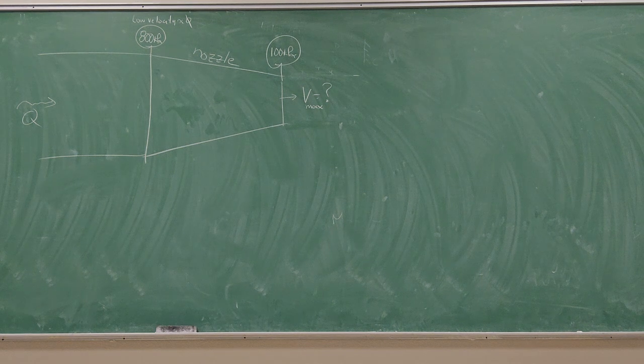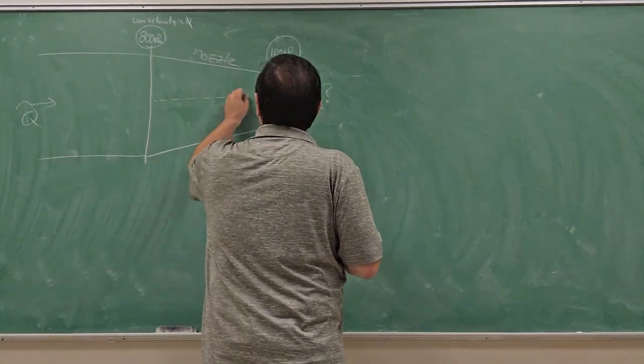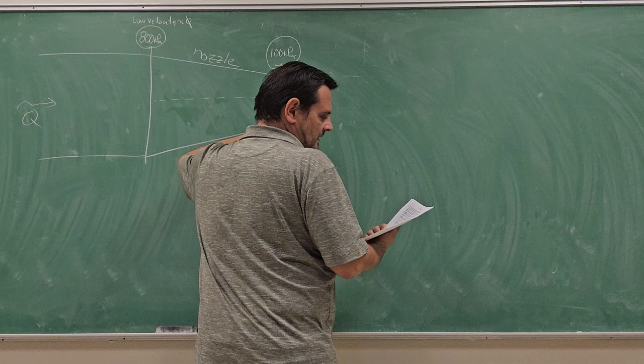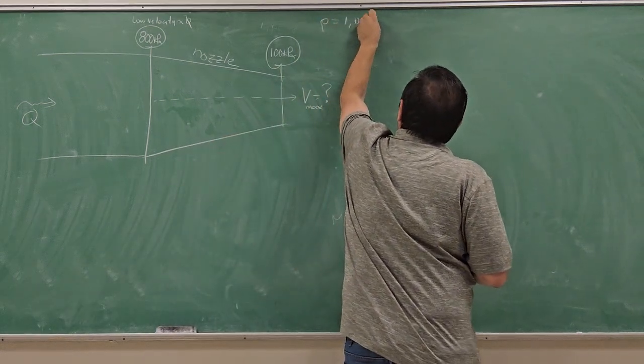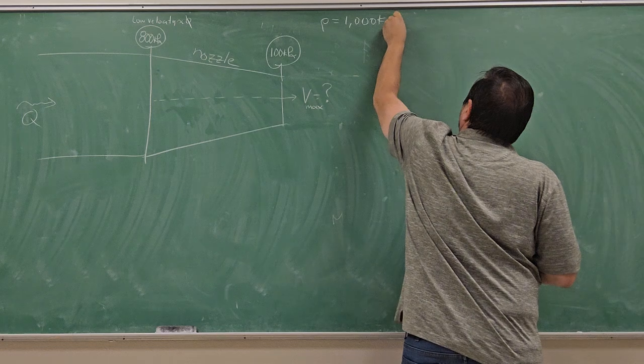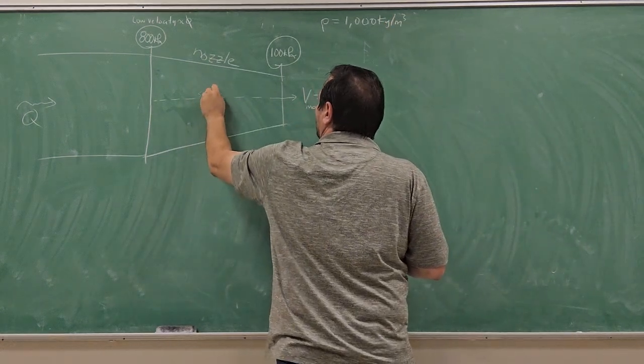You need point 1 and point 2. It needs to be along the streamline. So which streamline are you going to use in this case? The center, right? So let's say you have a streamline, and it's water, right? The density. I will give you the density of the water, 1,000 kilograms per cubic meter. I will help you on that. But this is your streamline.